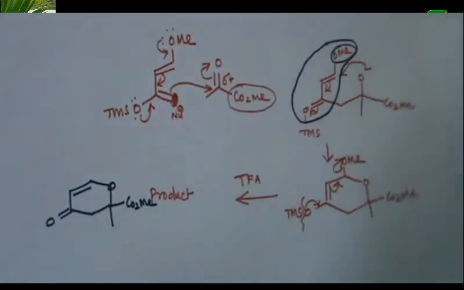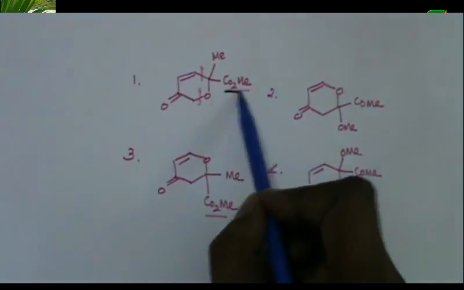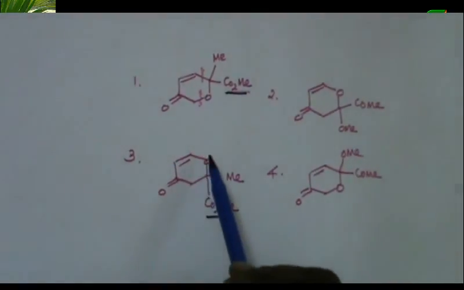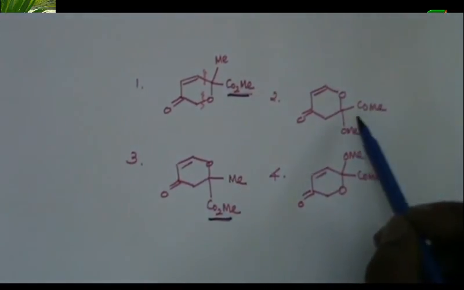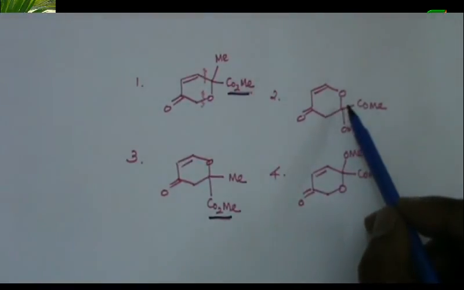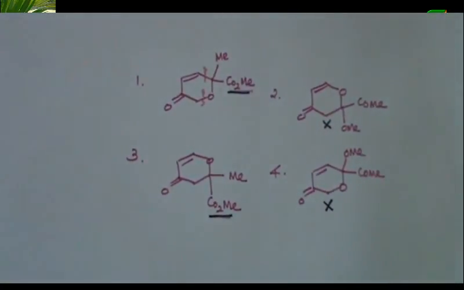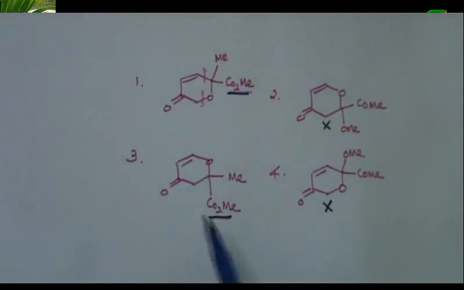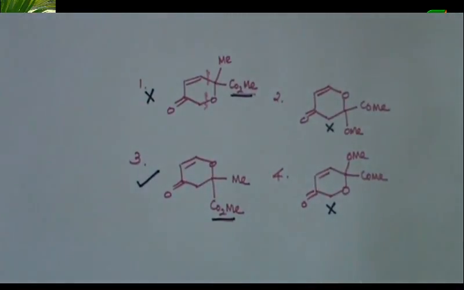Now let us go to the given options. First and third, already mentioned, they are regioisomers, CO2Me, here also CO2Me. That means the keto carbonyl group has undergone 4+2 cycloaddition. In this case, the ester carbonyl has undergone 4+2 cycloaddition. This is not possible. This also is not possible. In this, which regioisomer? As per mechanism, whatever we have got is this one, not this.